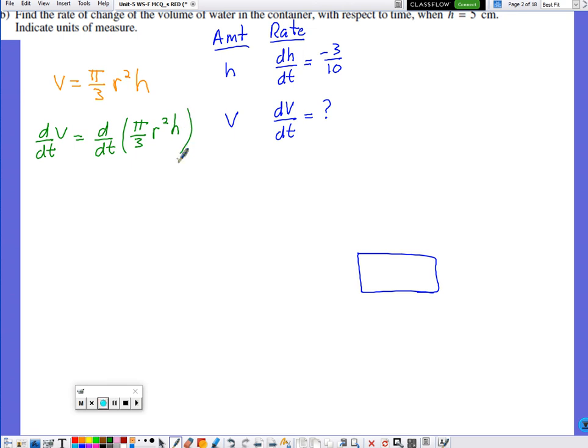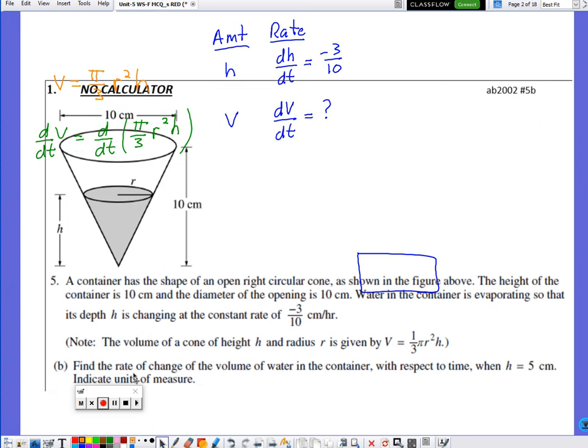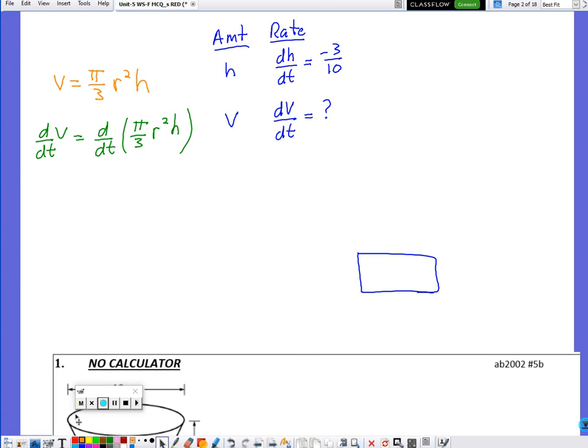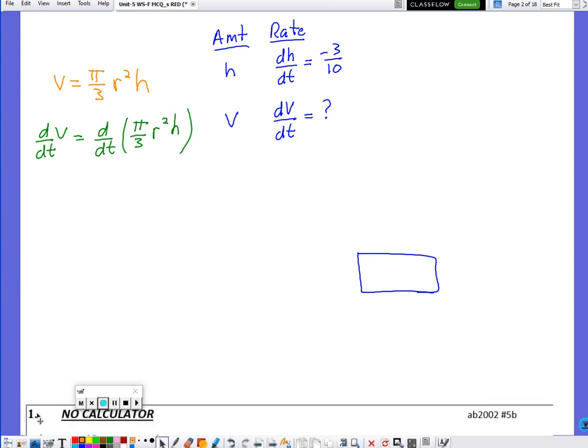Okay, before I take the derivative, I need to pay attention to what things are changing and what things are constant. In this problem, as the water shrinks, the radius is going to get less and less, and the height is also going to decrease. So in both cases, the height and the radius are both variables, so I have to treat them as such. So I have to use the product rule.